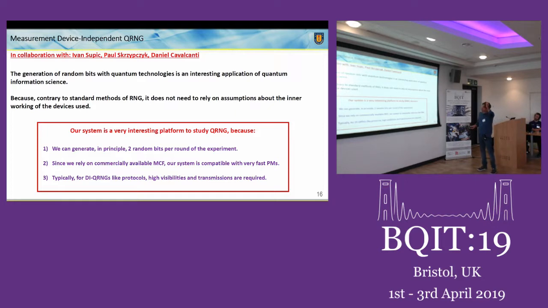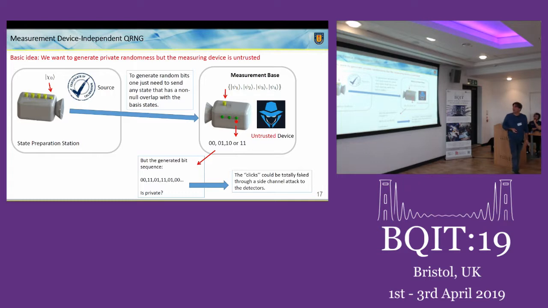And why is this interesting? Since we have access to all the outcomes of the measurement, in principle we can generate 2 random bits per round of the experiment, which is double what you can do with qubits, no? And so, okay, what is the idea of measurement-device-independent quantum random number generators? You trust the source. It's very similar to what we do in quantum key distribution. And you have a measuring device that is supposed to do something. For example, here to measure in this basis, and if you detect this state, you're supposed to have a clicking detector, and that's it.